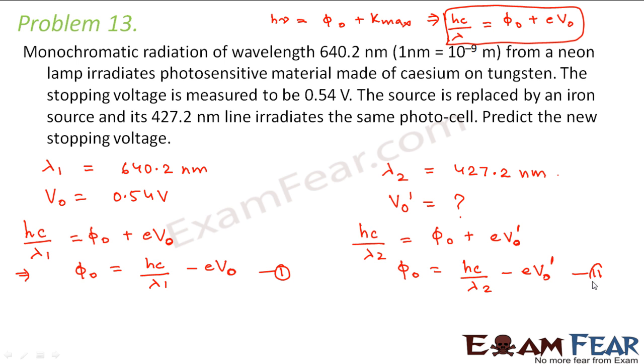From these two equations 1 and 2, we see that the left hand side is the same. Therefore, the right hand side should also be the same. So we can say hc by lambda 1 minus e V naught should be equal to hc by lambda 2 minus e V naught dash.